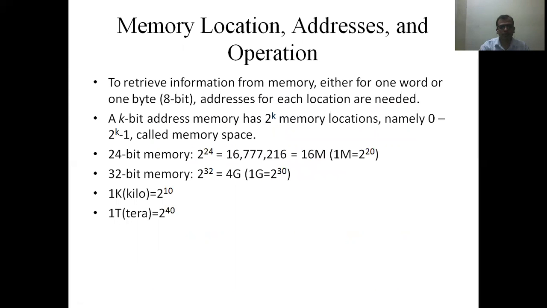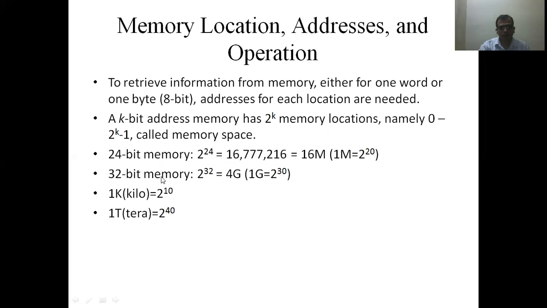The memory locations. Okay, to retrieve the information from the memory, either from one word or one byte, addresses for each location are needed. For example, a k-bit address memory has 2 to the power of k memory locations. So for k bits, it represents the exponential of 2. That is, 2 to the power of k memory locations will be there, and we can access the data from them. For example, for a 24-bit address, 2 to the power of 24, so 16,777,216 memory locations will be there.